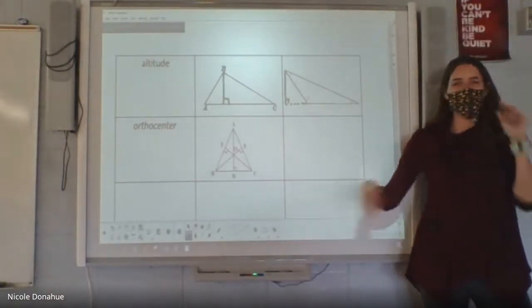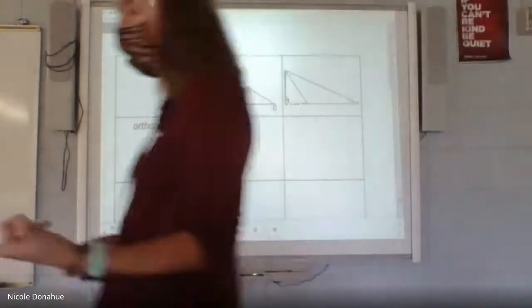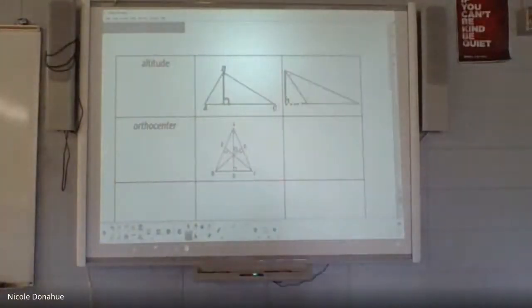So orthocenter, not very interesting. So okay, we are going to do a Kahoot. It's going to have to do with all of these. So you probably want this chart out. You also might want a calculator or scratch paper or whiteboard if you prefer, because there's going to be a few that you have to do some solving. So this is basically the last 3 days in review.